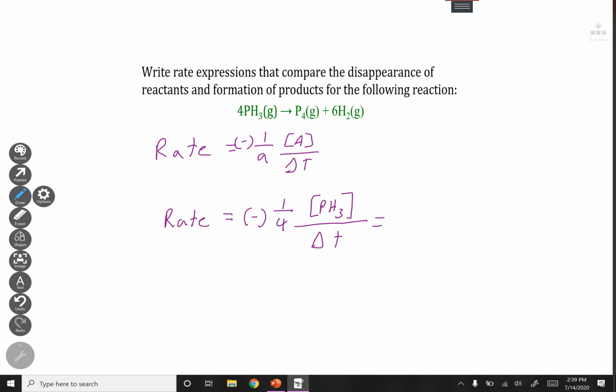And that will be equal to, so what do we have? We have just 1, so we don't have to write anything. Change in concentration of P4 over the same change in time, which is equal to 1/6 change in concentration of H2. Sorry, these should be delta. I forgot to put in the delta there. Over delta t.